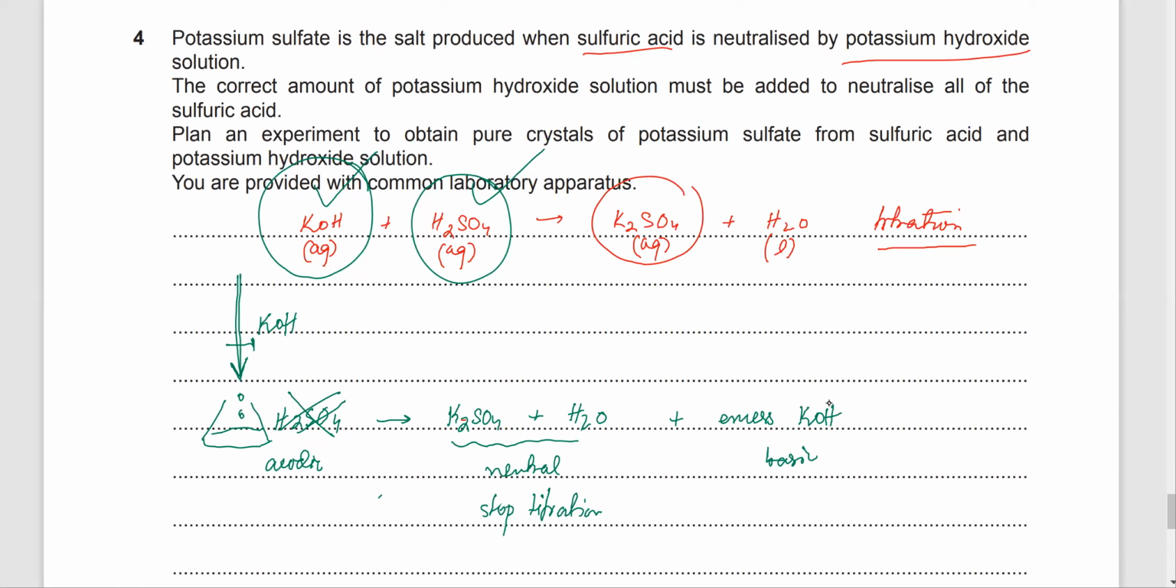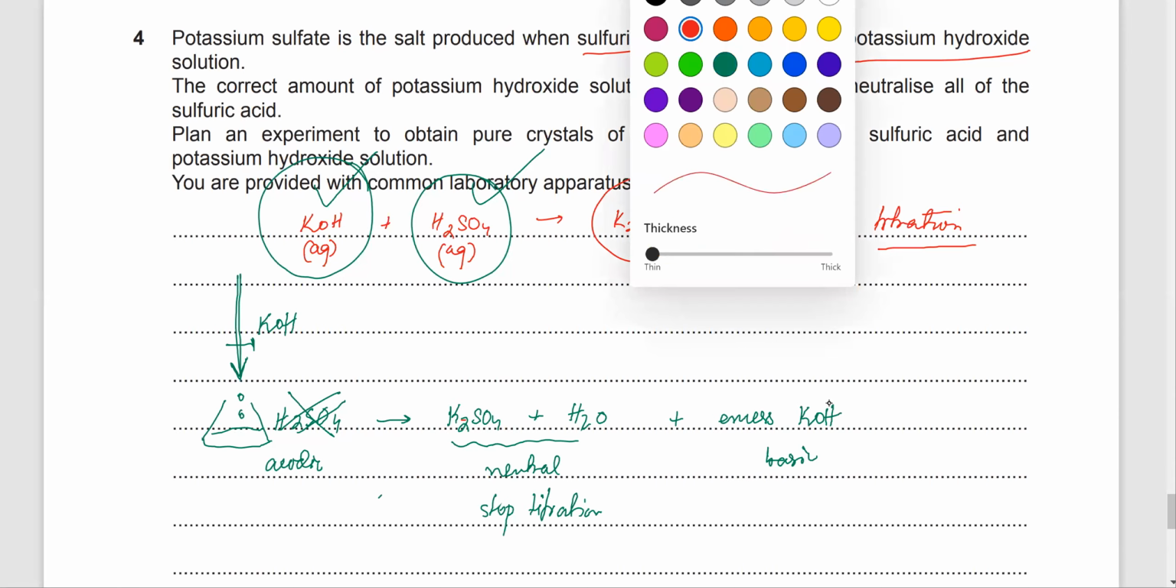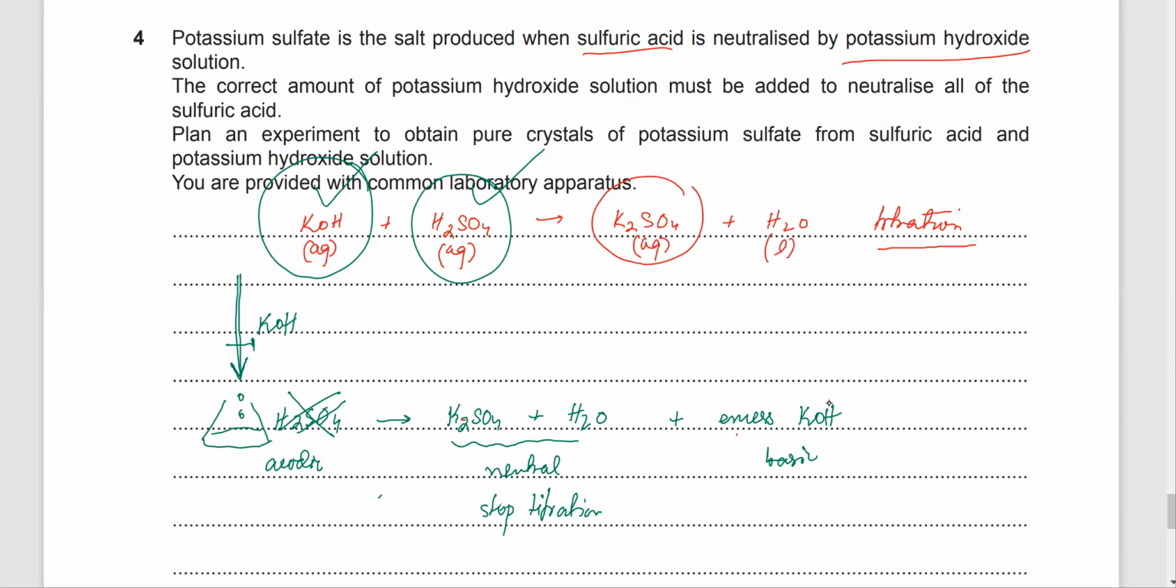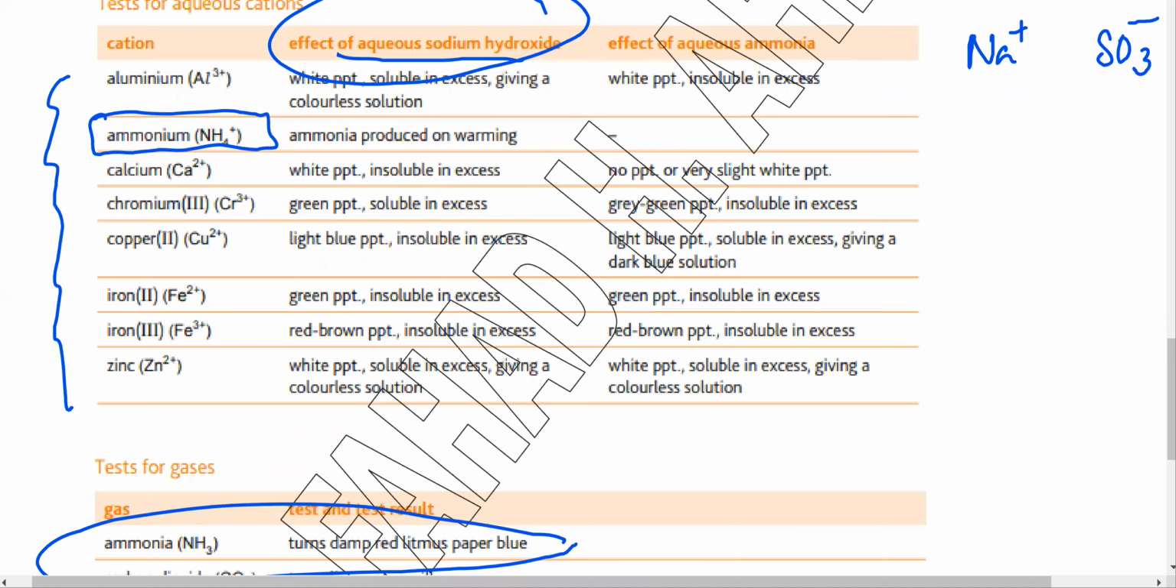For that you then use indicators. The indicators that you use are methyl orange or phenolphthalein. Methyl orange would be red here in the beginning because it's acidic. If even one extra drop of KOH is added and it becomes basic, it's going to turn orange. It's going to turn orange yellow. And you could use phenolphthalein. All these indicators are also provided in the data sheet.